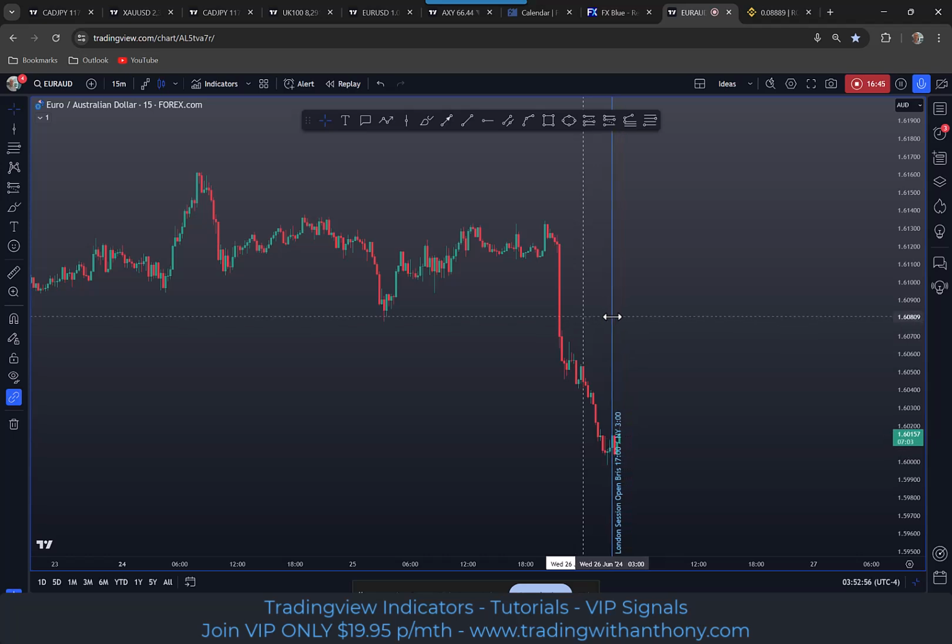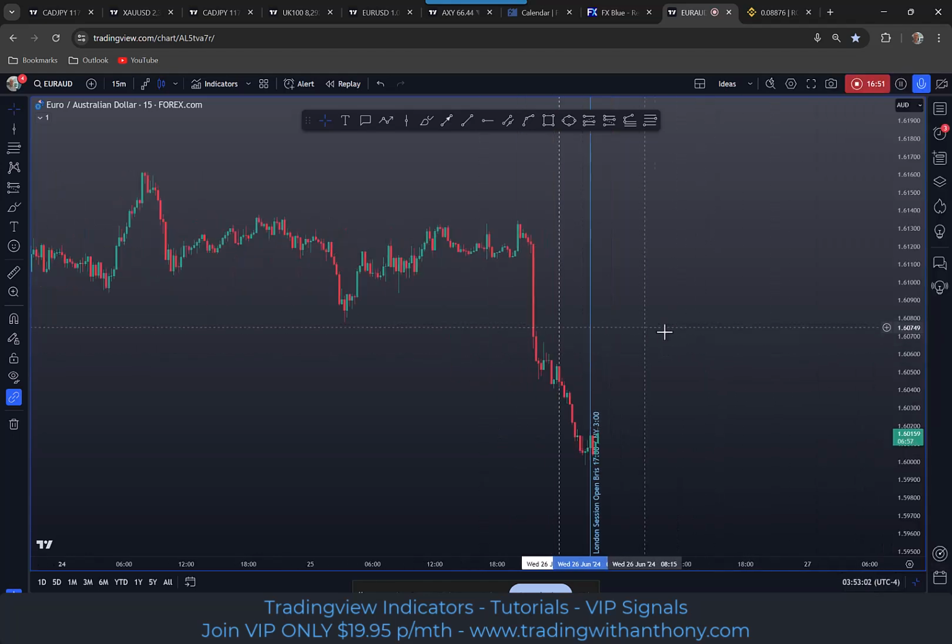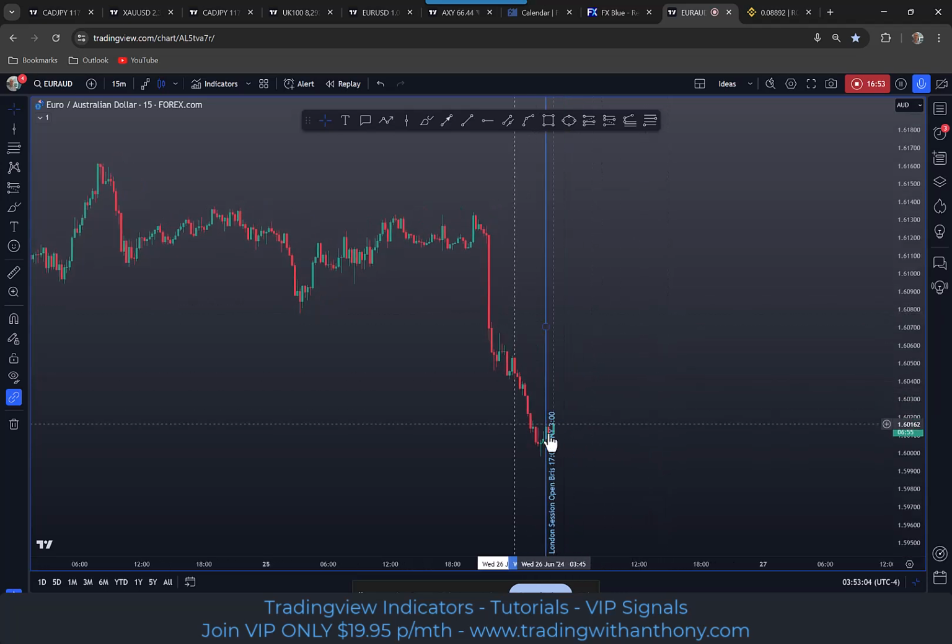So down here, click, UTC-4 New York. Set it up to New York, it's easier that way. So we're looking at 3 a.m., London Open. That's now. It's trading down into the London Open. This is a potential buy opportunity, guys. We want to see it trade back into the Asia close at 5 a.m.